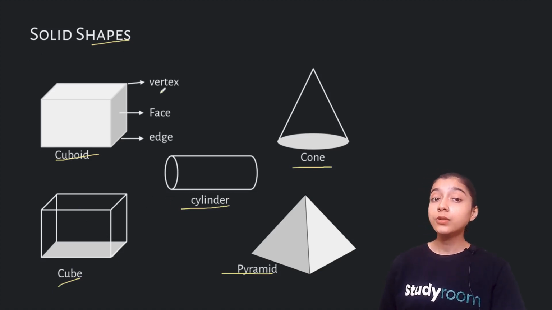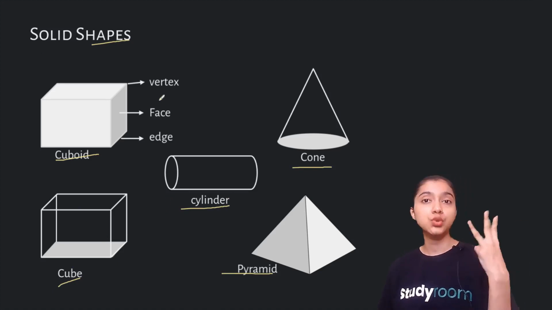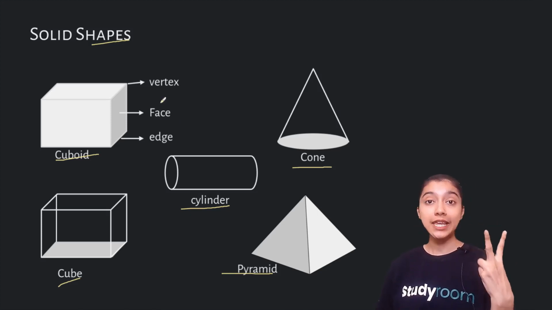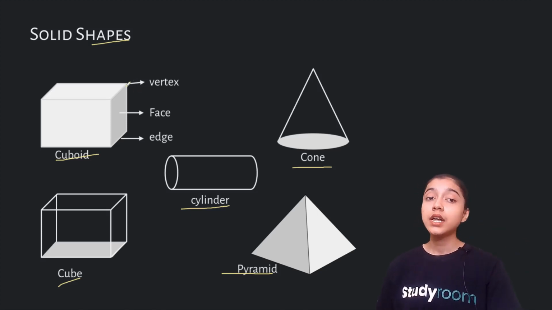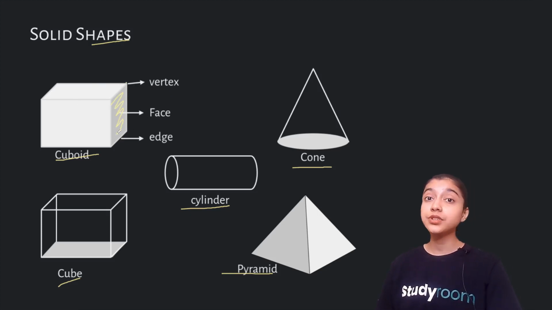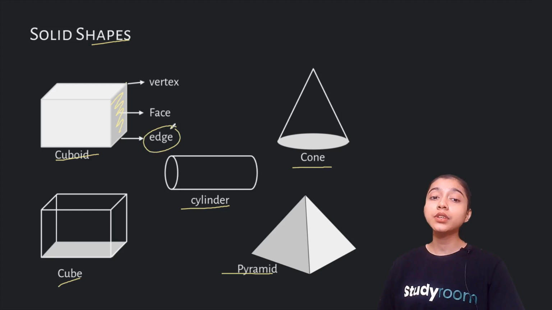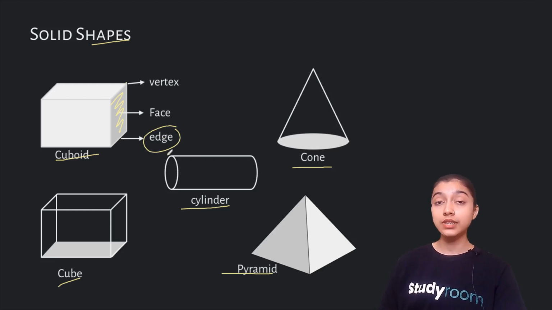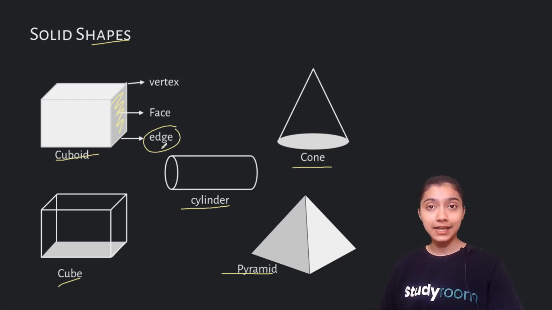Now we also know that a solid shape has three things: vertex, faces and edge. So here this point, the meeting point of the edges, is known as the vertex, and then faces are the flat surfaces that make up the solids, and then talking about the edges, these are the line segments that join the faces. So in a solid shape we have these three things: vertex, faces and edges.